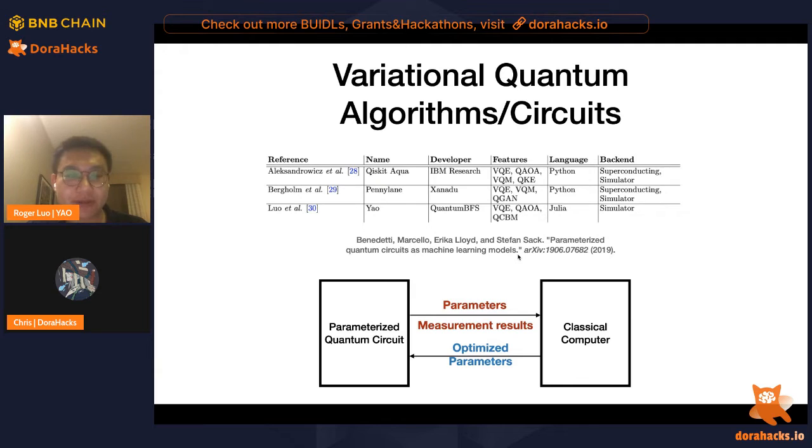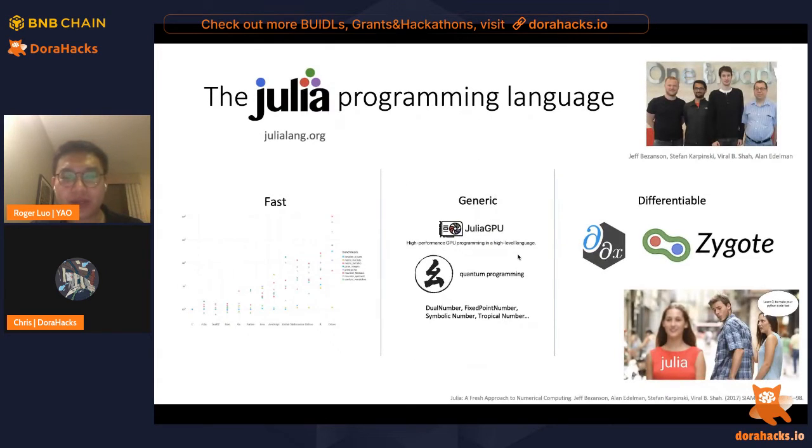So we're one of the three frameworks that supports this functionality with automatic differentiation. And we're also the only open source project that is fully funded by academia. And our framework is built on the modern language called the Julia programming language. It is a fast, generic, and differentiable programming language.